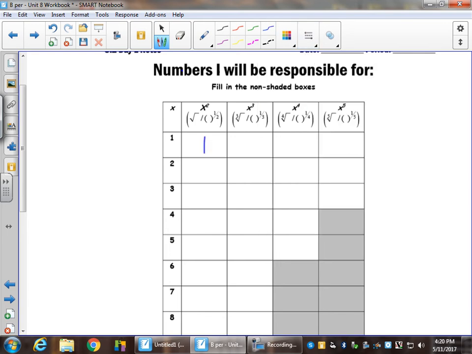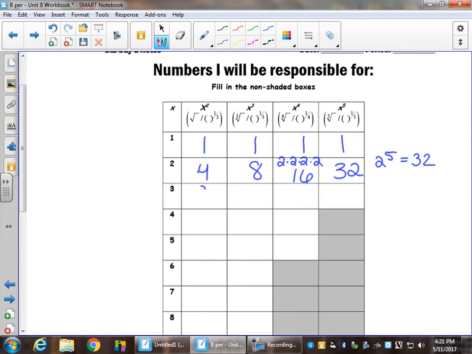1 squared is 1. 1 to the third means 1 times 1 times 1, that's still 1. 1 to the fourth is 1, and 1 to the fifth is 1. 2 to the second power is 4. 2 to the third power is 8. 2 to the fourth, so if we need help to see that, that's 2 times 2 times 2 times 2. 2 times 2 is 4, times 2 is 8, times 2 is 16. Multiply that by 1 more 2, and I get to 32. So in other words, 2 to the fifth equals 32.